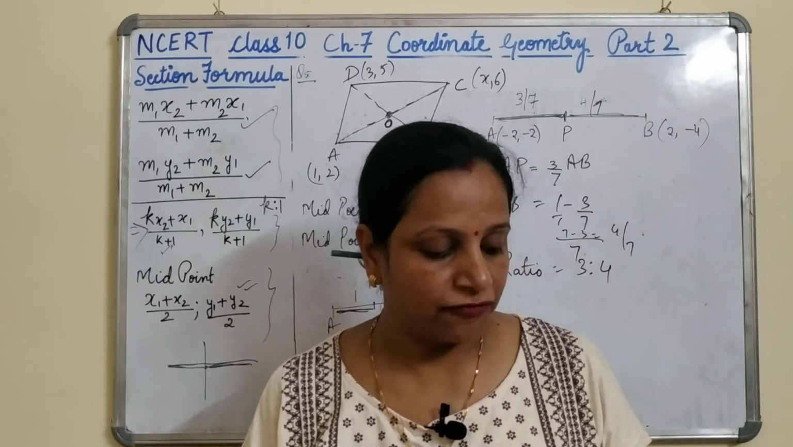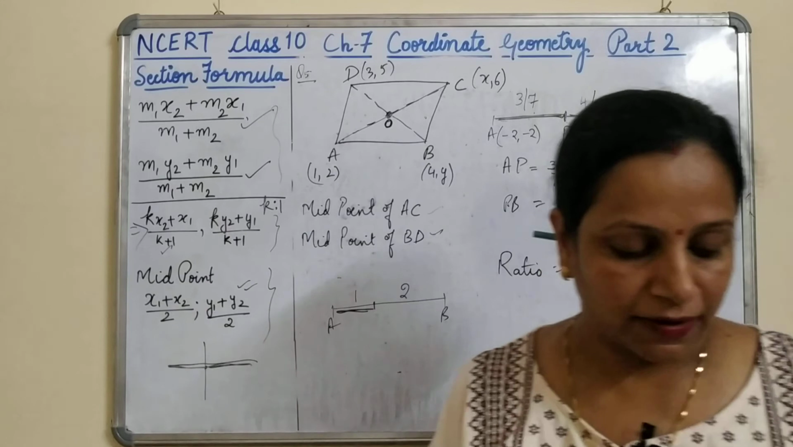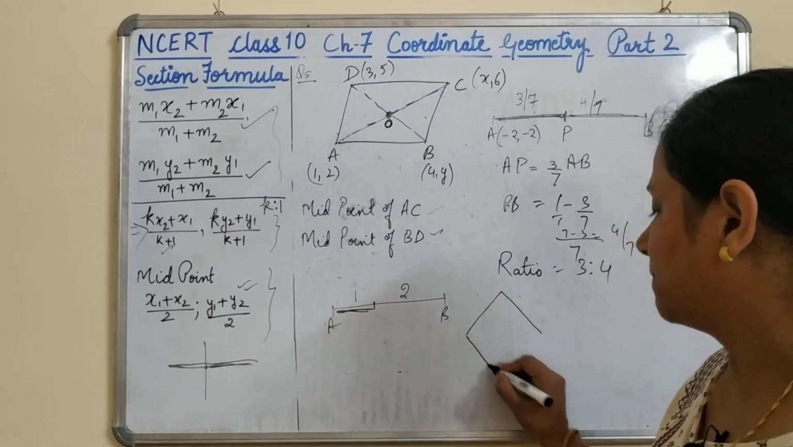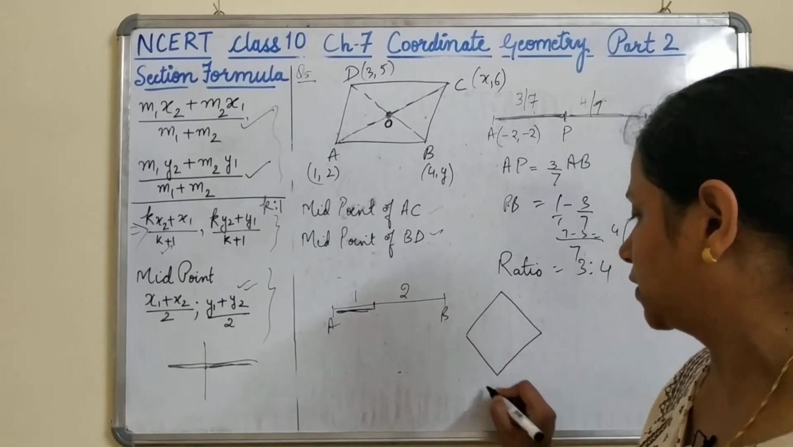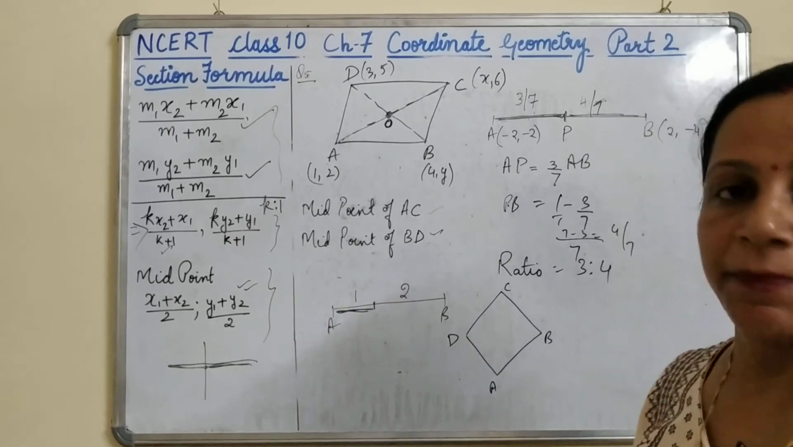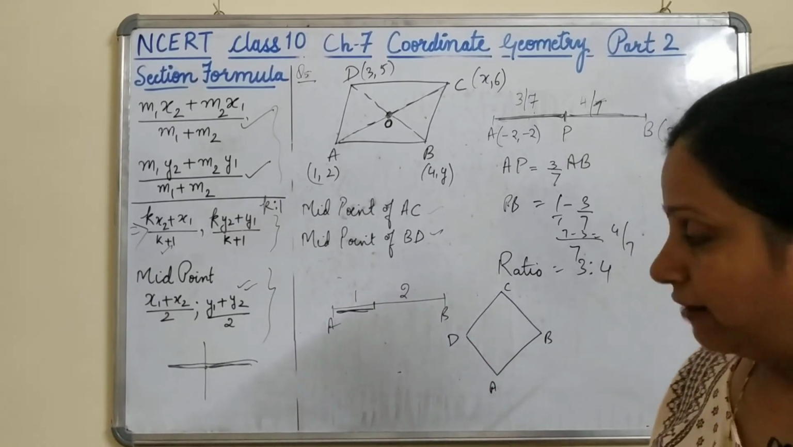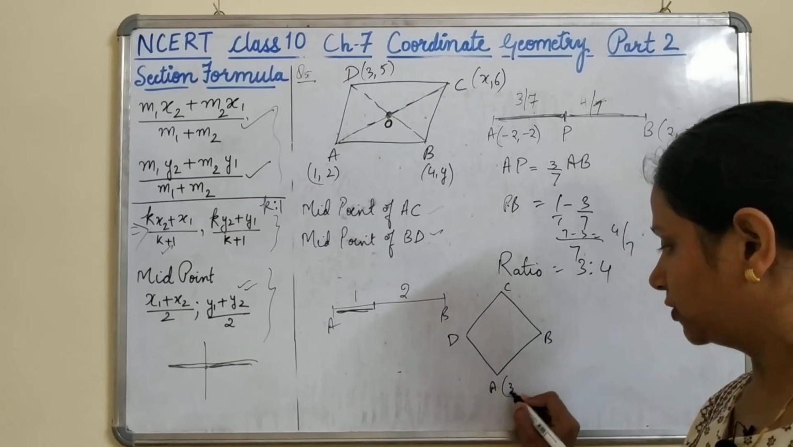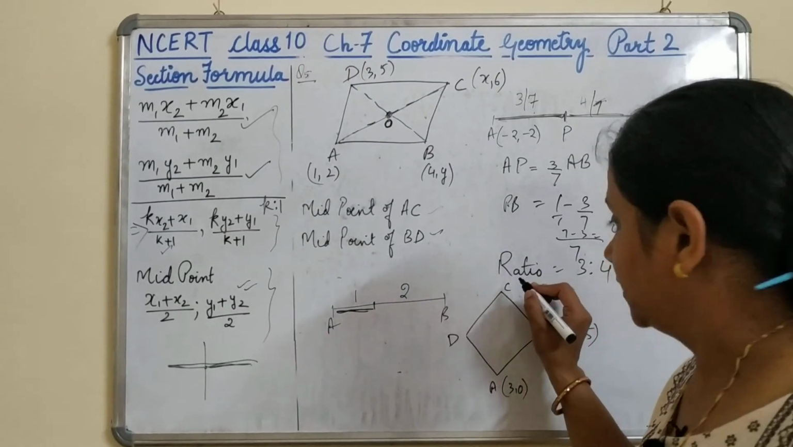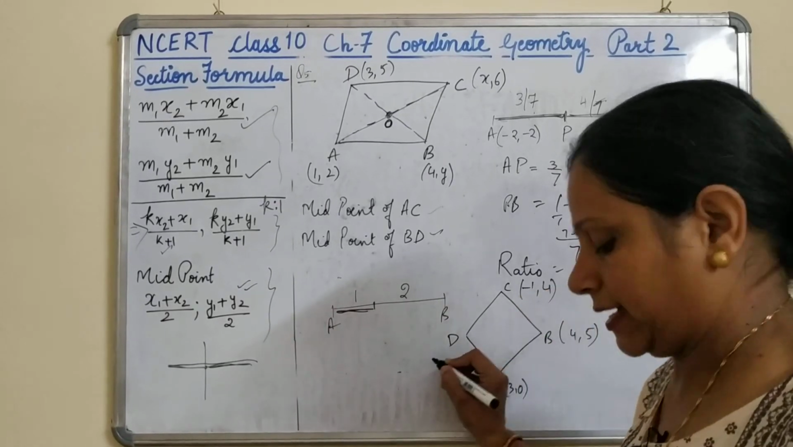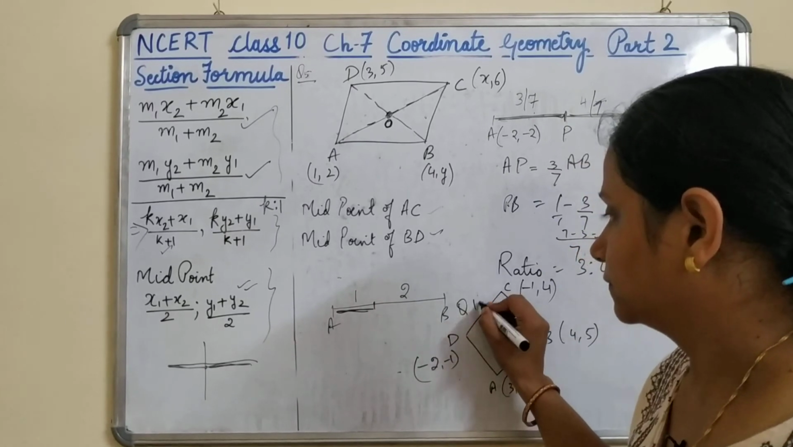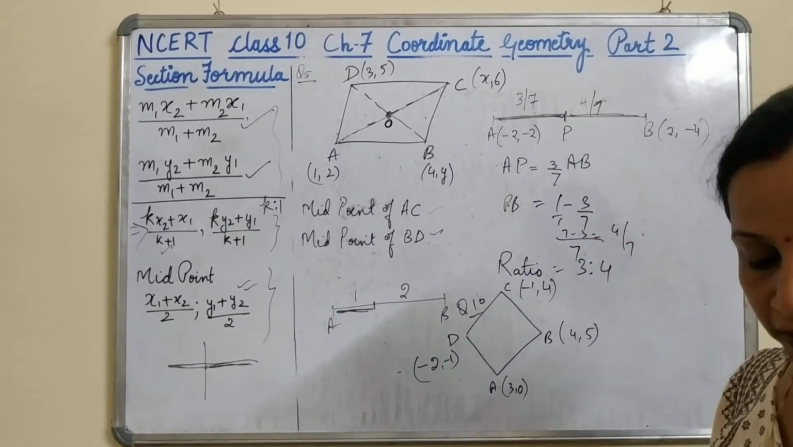Find the area of a rhombus if its vertices are given. Now we are given a rhombus. What is a rhombus? A parallelogram in which all the 4 sides are equal and the diagonals are perpendicular to each other. The coordinates are 3 and 0, here the coordinates are 4 and 5, the coordinates are minus 1 and 4, and minus 2 and 1. Right? We have to find the area.